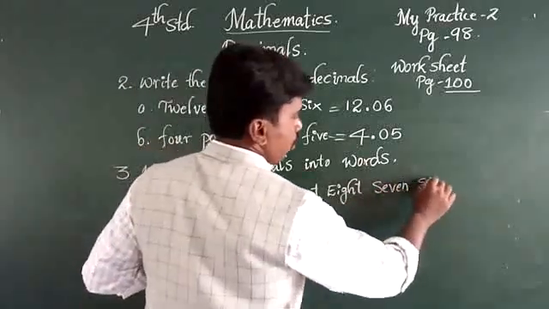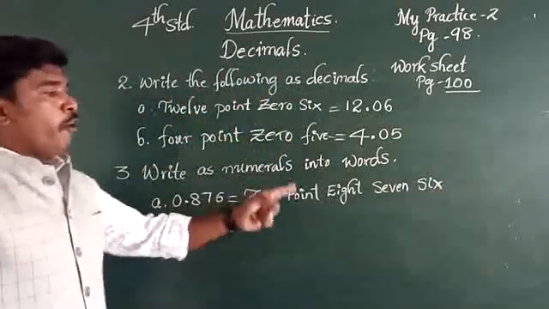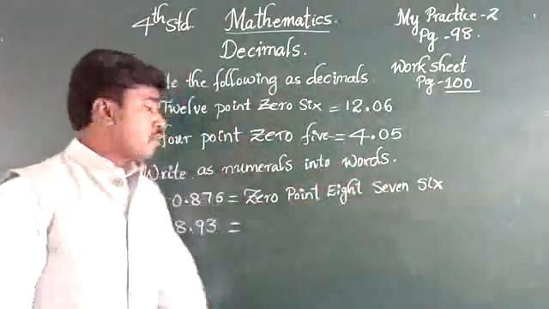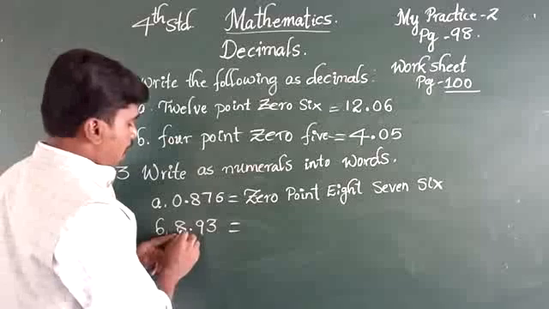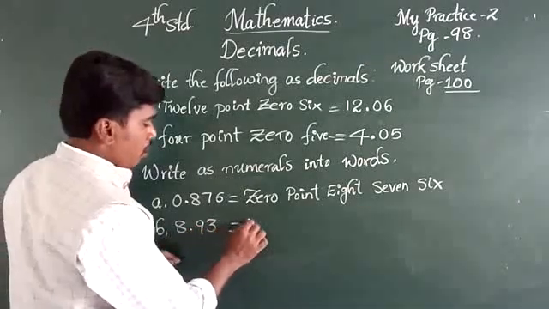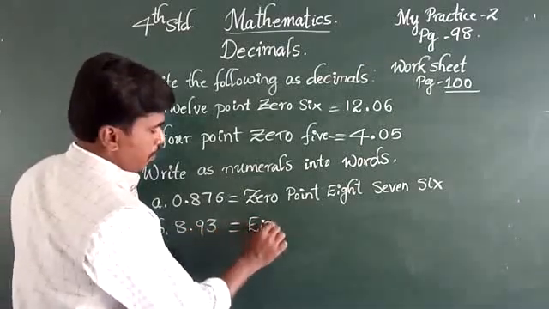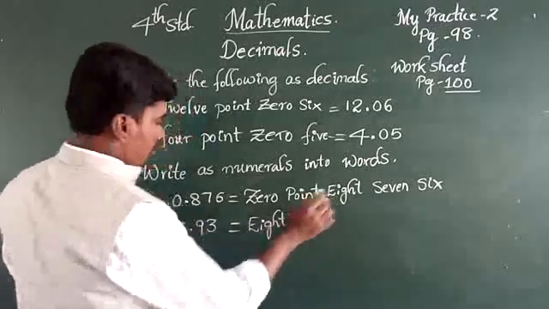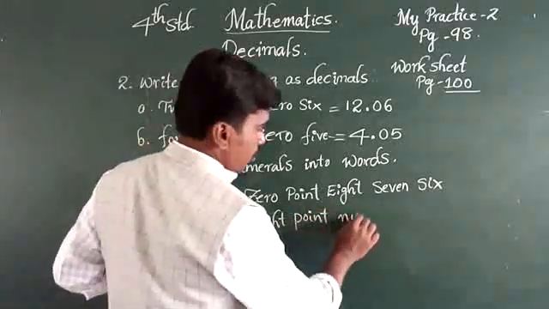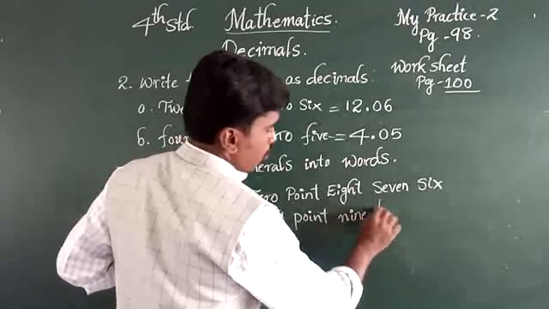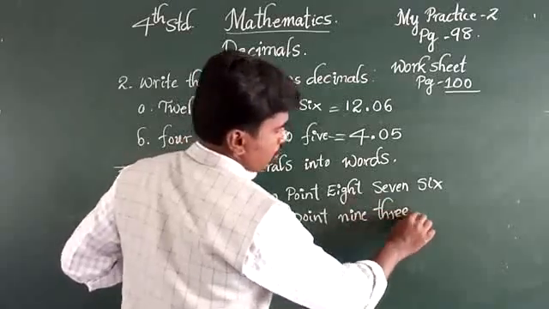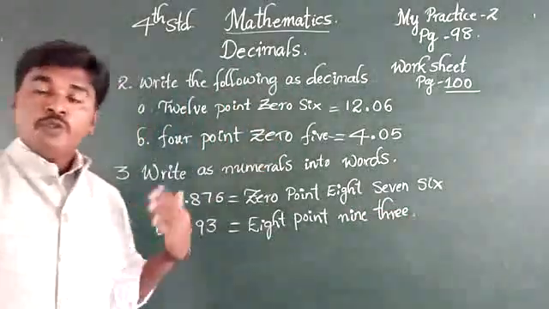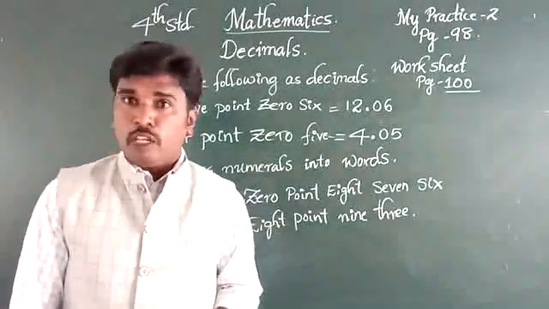0.876. That's it. 0.876. Next is 8.93. 8.93. So in this way you write the remaining questions.